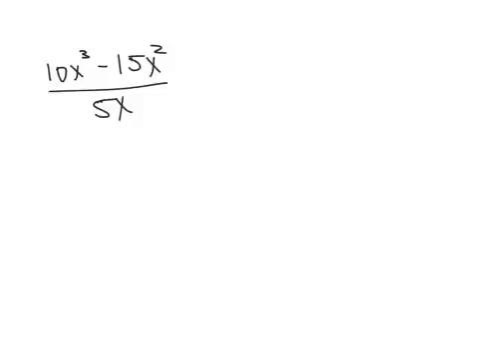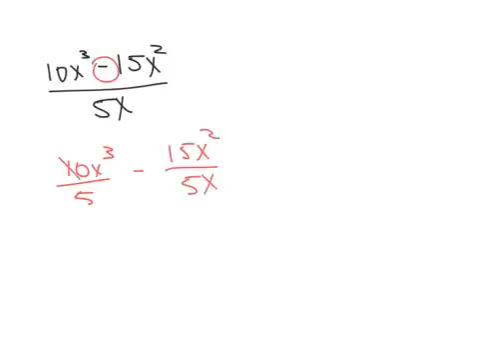Alright, what we're going to do is, since both of these terms are over 5x, we're going to split them up. We're going to write it as 10x cubed over 5x minus 15x squared over 5x. And then we're going to cancel. 10 over 5 is 2. Whoops, there's an x there, isn't there? Is 2. And then I can cancel.